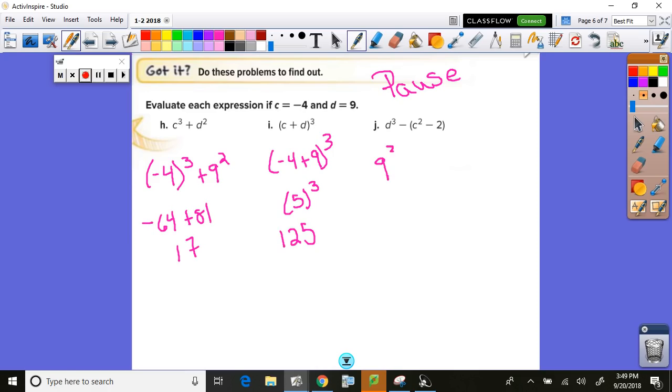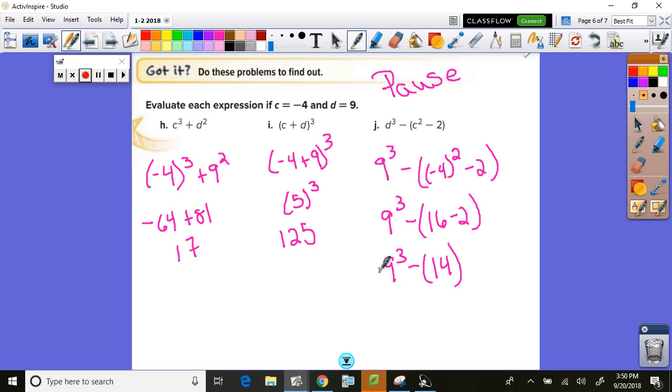Here I'm going to do 9 cubed minus, always substitute in parentheses, -4 squared minus 2. I start inside my parentheses doing exponents first. So negative 4 squared is negative 4 times negative 4, which is positive 16. 16 minus 2 is 14. Now I want to do 9 cubed. I do that on my calculator, which is 9 times 9 times 9, or 9 cubed, which is 729, minus 14. I get 715.